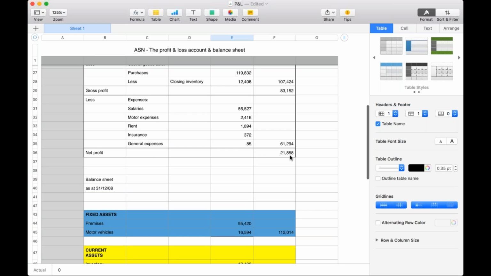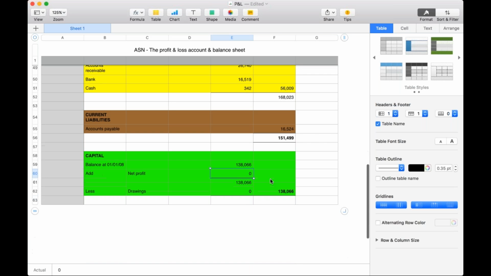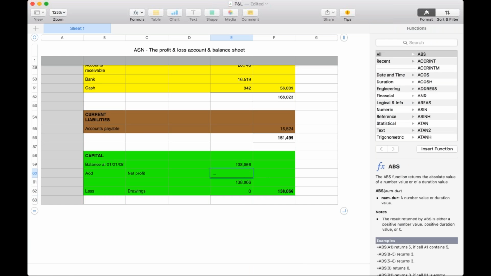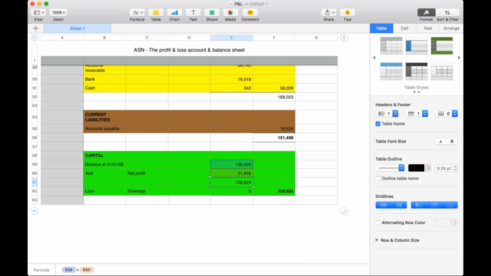So that's our net profit figure here from our profit and loss account, 21,858. So we're going to put that in there. So we're going to say 21,858. Okay, so it doesn't quite balance, but we've got another figure to enter.